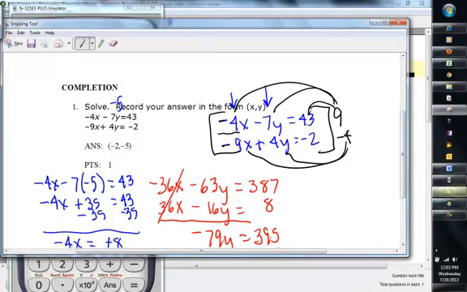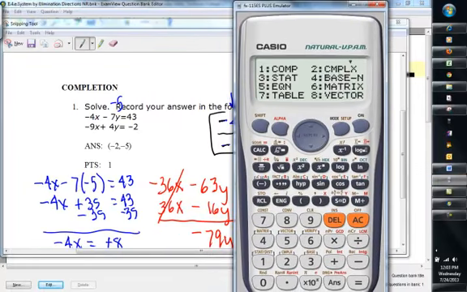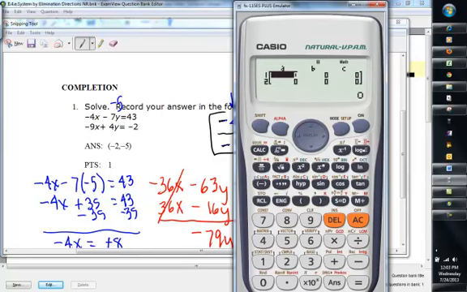I'm going to solve it using the calculator. Mode 5, 1. And it'll be negative 4 is my first coefficient, negative 7 is my second coefficient, and 43 is my answer in the first equation. Negative 9 is my first coefficient, 4 is my second coefficient, and negative 2 is my answer on my second equation. So x is negative 2, y is negative 5. This is 2.4.E on solving systems by elimination.